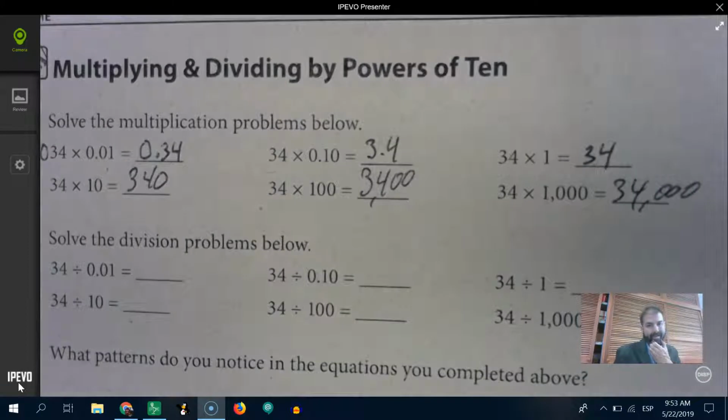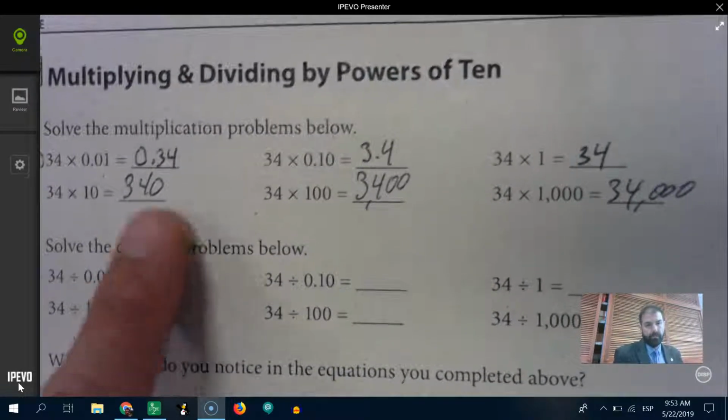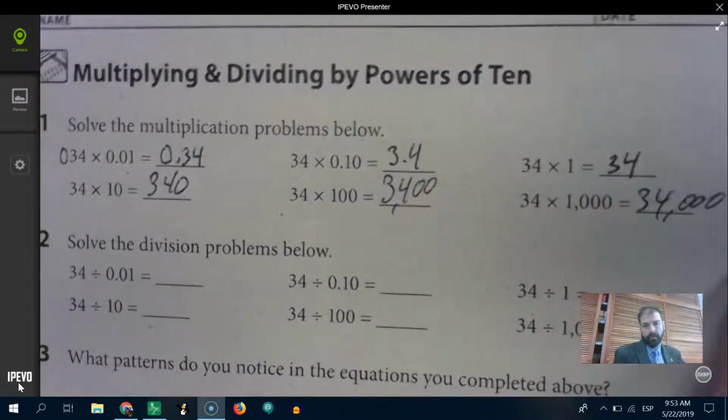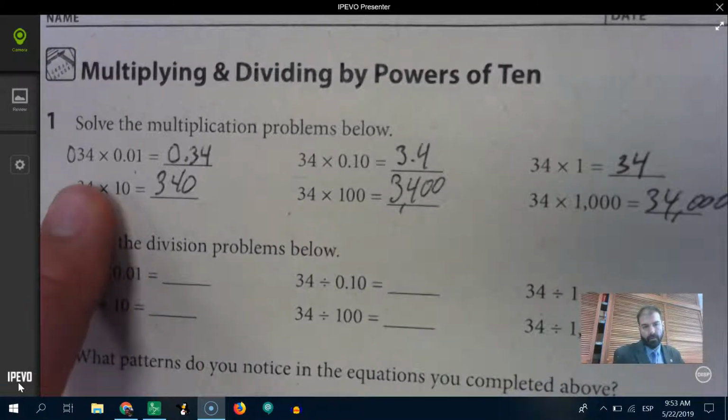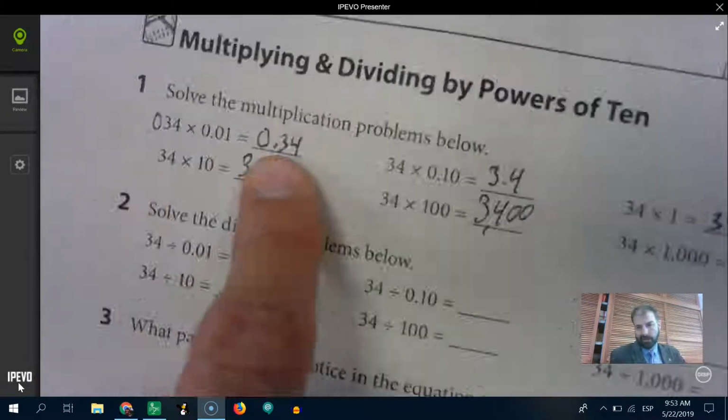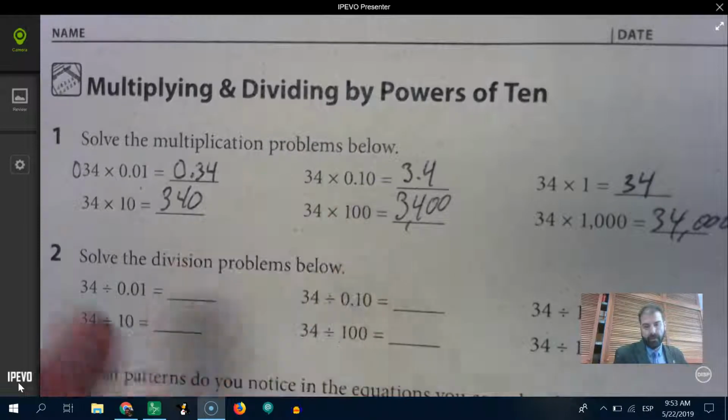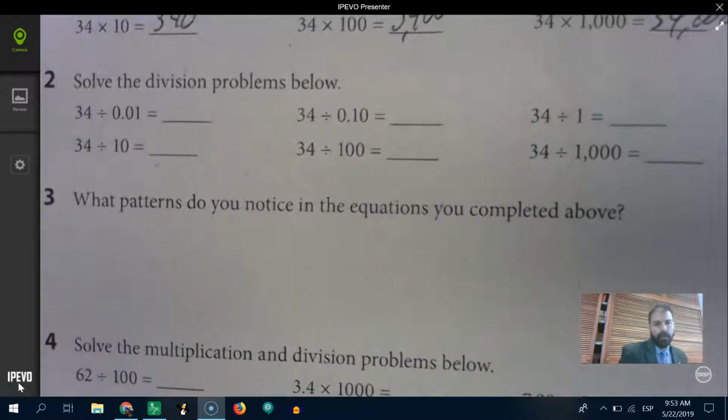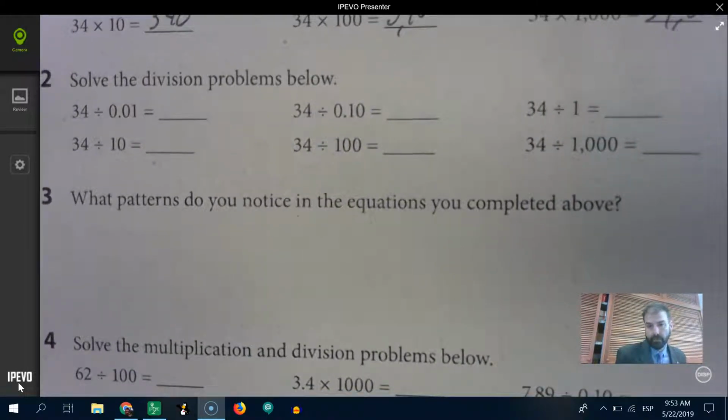34,000. Again, where do these zeros come from? Where are these zeros? They're to the right of 34. So we have 34, a decimal point, and an infinite amount of zeros. So those zeros come from the right side of the decimal point. Division is the opposite, right? So when we divide by a number that is more than 1, our answer shrinks. When we divide by a number less than 1, our answer grows.